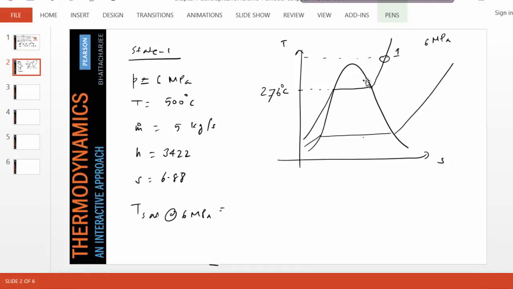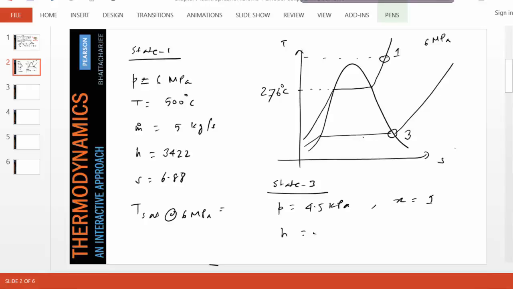In that case, the exit state will be somewhere, as you can see, right here. That will be our state 3. So state 3 would be relatively straightforward then to find. Pressure is known and x is known.